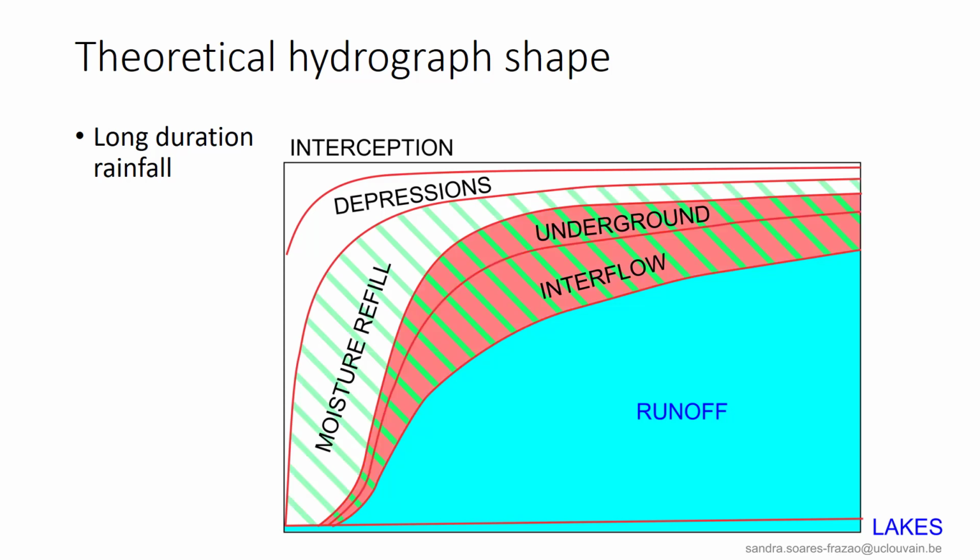And finally, we see that the brown zone here represents a volume which pertains to both types. An infiltrated volume that will also contribute to the river discharge, but with some delay.